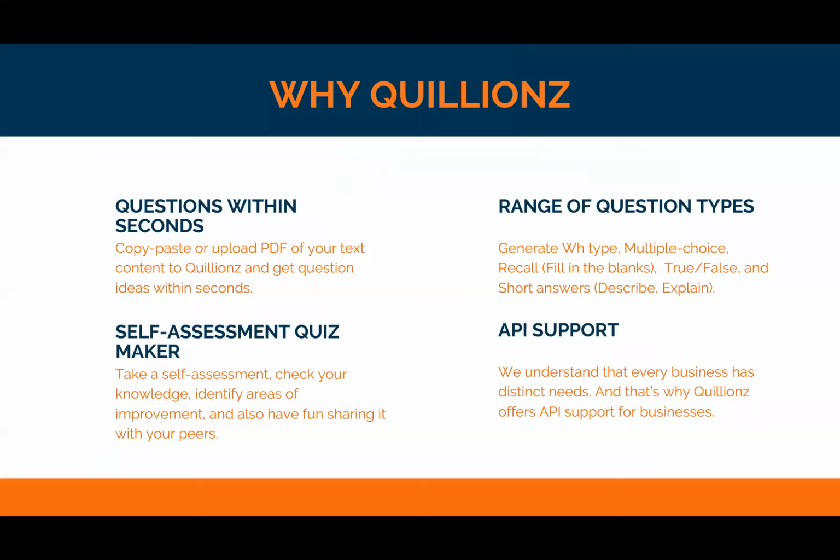So after we have seen the Quillians demonstration, basically, why Quillians? So I feel that it creates questions in seconds. We have seen that in about 90 seconds, it could generate very good 30, 40 questions for us. That can be used for self-assessment, quiz maker. So you can just take out the questions and use them in your own preferred quiz creation program. Of course, it gives us a range of question types: WH type, multiple choice, recall, fill in the blank questions, true or false, and short answer, which is describe and explain.